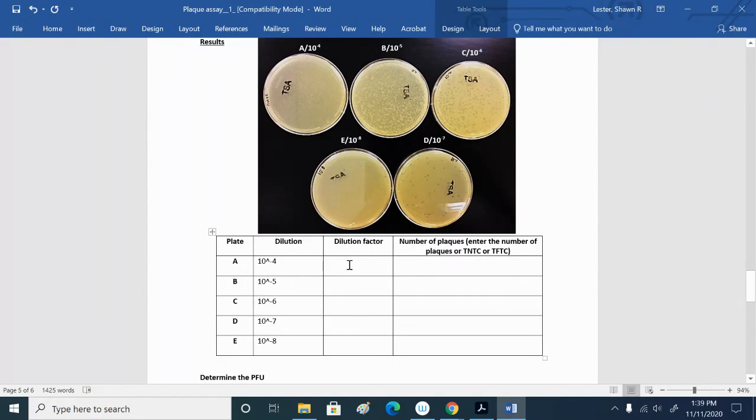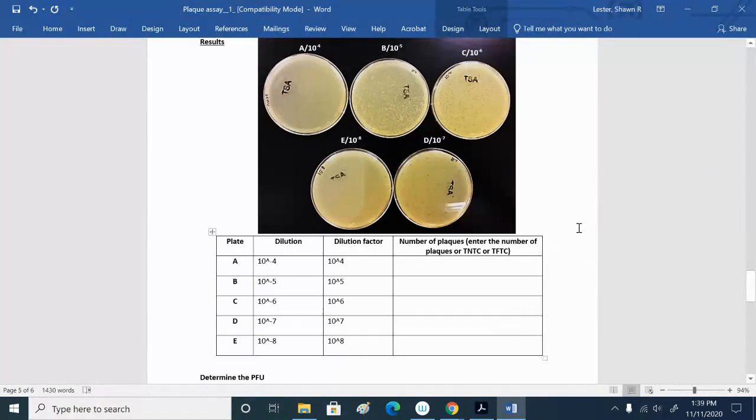Right, so what are the dilution factors? 10 to positive 4. Yeah. Right, so just make the exponent positive, right? Okay, so that's easy.